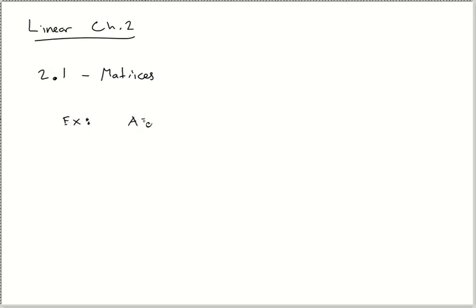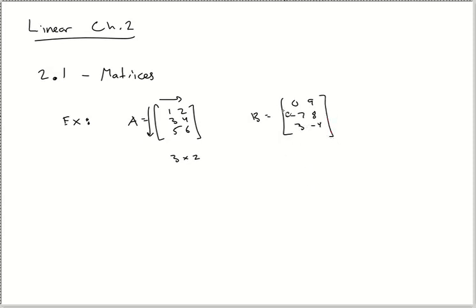Let's say that I have matrix A is 1, 2, 3, 4, 5, 6. The size of this is a 3 by 2, 3 rows, 2 columns. Let's make up a B matrix: 0, 9, negative 7, 8, 3, negative 4. Cool. And this is also a 3 by 4, I'm sorry, a 3 by 2 as well.